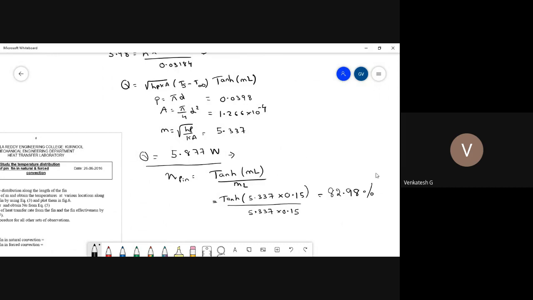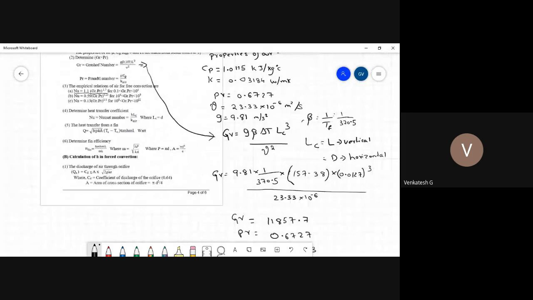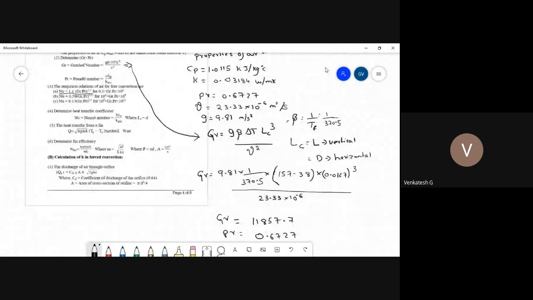This is the calculation part for natural convection. In the same way, we need to calculate for forced convection. Up to now, we did the calculation for natural convection and we calculated the efficiency. Now we are going to calculate the heat transfer coefficient and then the efficiency in forced convection. For that you need to use these equations.